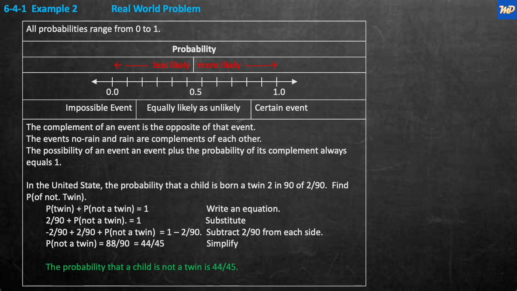So the complement of an event is the opposite of that event. So if you get 5 out of 6 is what your event is, the complement of that would be 1 out of 6. It's like the opposite, whatever is the remaining part. Okay? The events no rain and rain are complements of each other. It's either going to rain or it's not going to rain. One is the event and the other is the complement. The probability of an event plus the probability of its complement always equals 1.